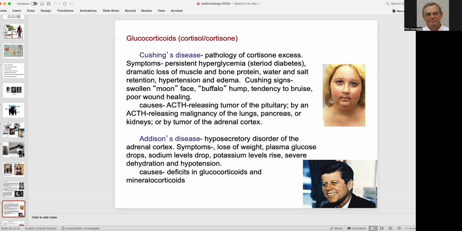This is easy to address here. You just give cortisol, and it's reversible. In the case of Cushing's disease, you're producing too much. It all depends. So this is cortisol. So think about your pathways to get to cortisol. You start with CRH, releasing hormone from the hypothalamus, ACTH from the anterior pituitary, then cortisol from the adrenal cortex. Okay, I can have it disrupted in any one of those three places.